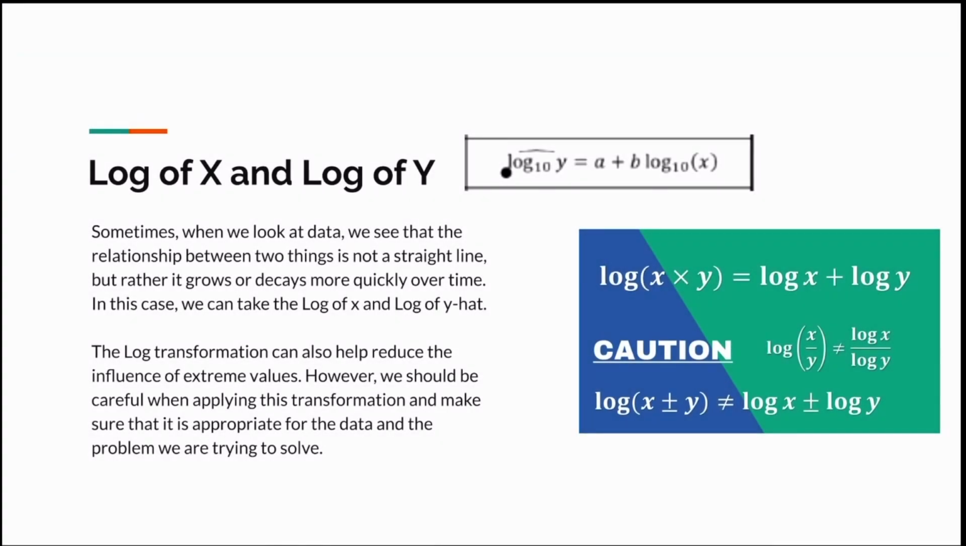Sometimes, when we look at data, we see that the relationship between two things is not a straight line, but rather it grows or decays more quickly over time. In this case, we can take the log of x and the log of y hat. The log transformation can also help reduce the influence of extreme values. However, we should be careful when applying this transformation and make sure that it is appropriate for the data and the problem we are trying to solve.